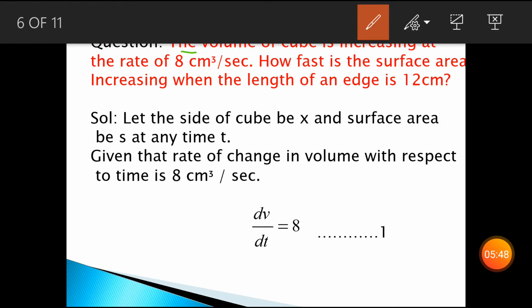What is given to us? The volume of the cube is increasing at the rate of 8 centimeter cube per second. Per second means with respect to time it is changing, and at what rate? 8 centimeter cube. Okay. So 8 centimeter cube per second is the rate of change.